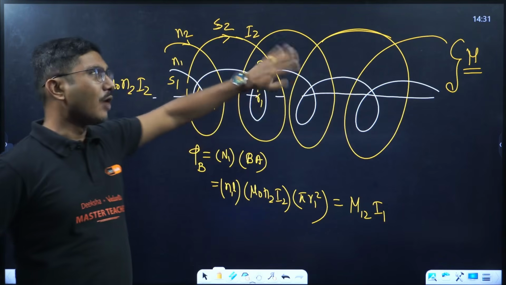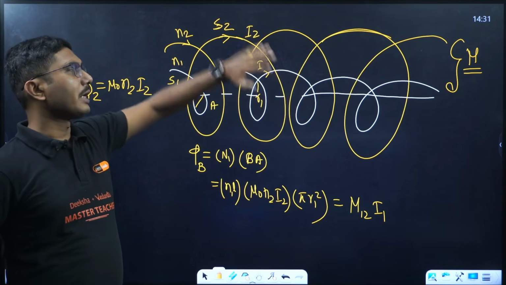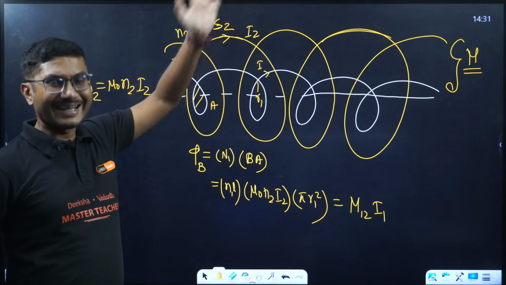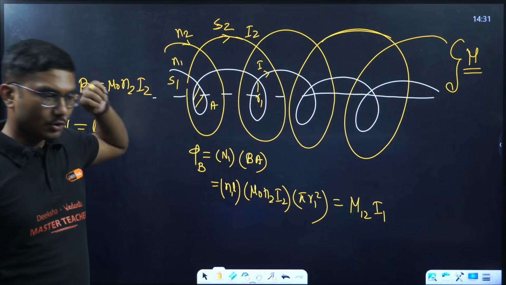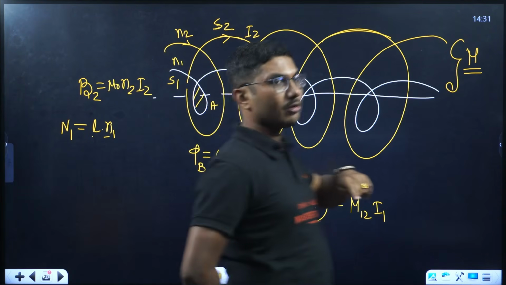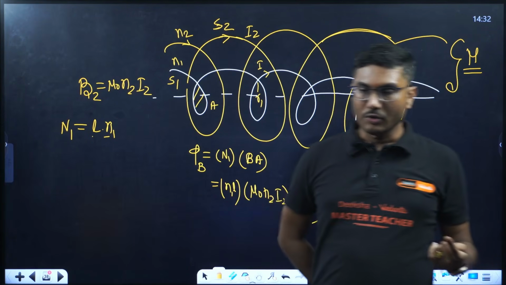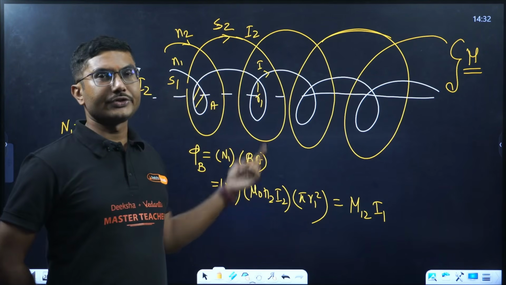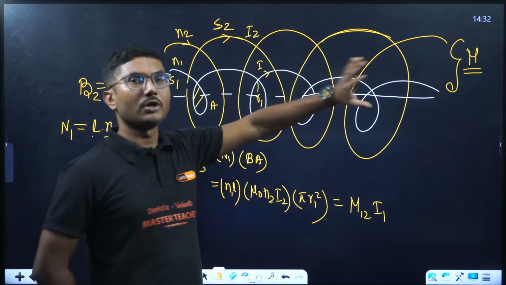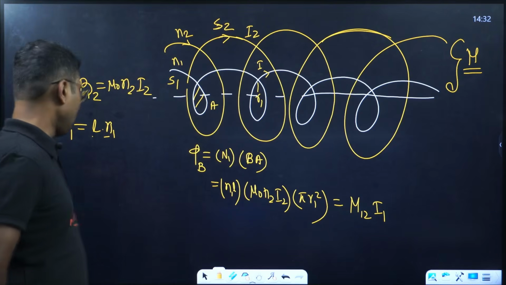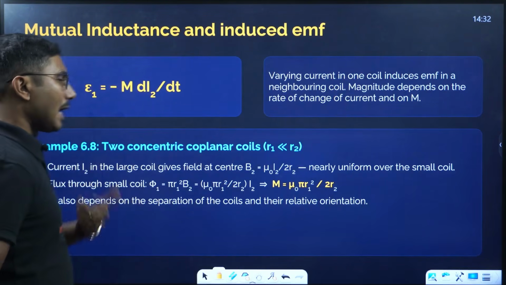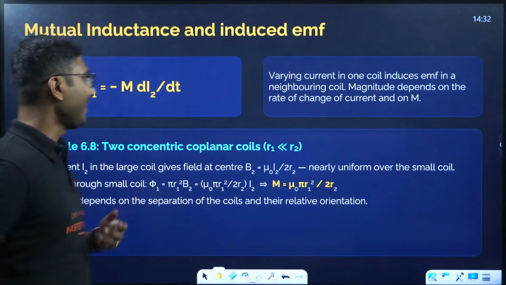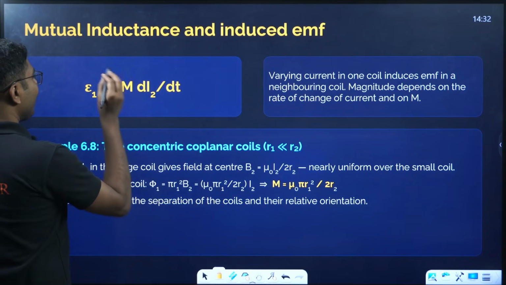is denoted by M. No matter who is driving, whether current is flowing through the inner coil and the outer coil is getting induced, or current is flowing in the outer coil and the inner coil is getting induced, one of them will be the driver and the second one will just have induced current. It does not matter who is forcing it. Whoever forces it, the mutual inductance between them will always be the same. Okay, if you die, I will also die, right?